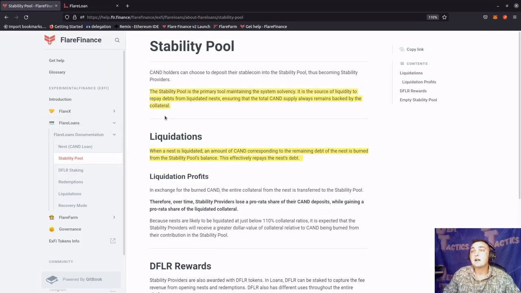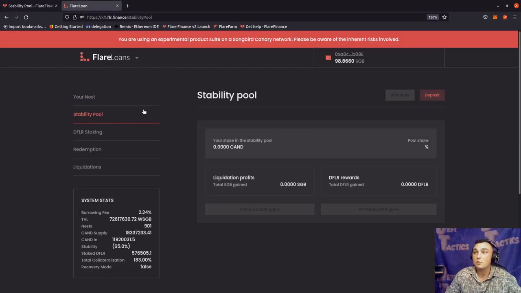Moving on, we can see under the liquidation. So for those of you that have participated in the stability pool, you know and you realize this is because the price of Songbird isn't constant. Moving over to the stability pool, we can see that nothing has shown up.